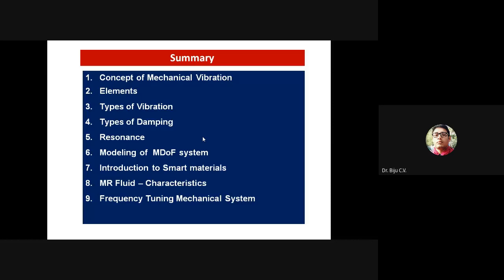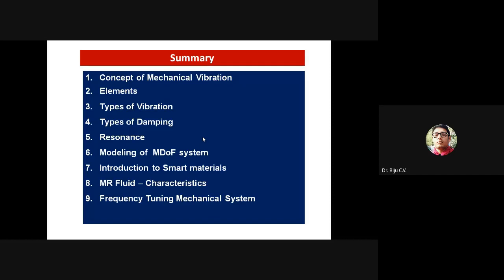Today we discussed basically the concept of mechanical vibration, then the elements of the vibratory system, different types of damping, what is resonance, then modeling of multi-degree of freedom systems, introduction of smart materials, different types of materials, then the subcategory of MR fluid, and how MR fluid can be used for tuning the frequency of a mechanical system.